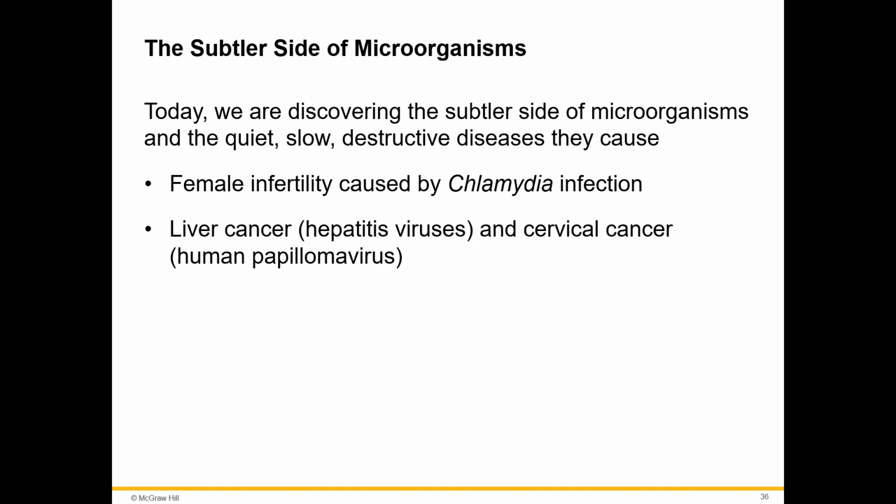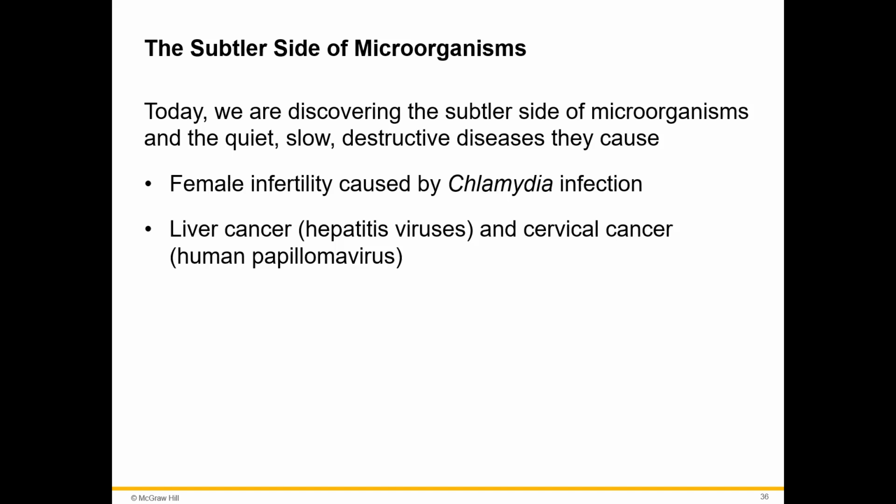Today we are discovering the subtler side of microorganisms and the quiet, slow, destructive diseases that they can cause. Female infertility can be caused by a chlamydia infection. Chlamydia has the ability to not show symptoms. You can have asymptomatic presentation, and then all of a sudden, the damage that was caused internally leads to female infertility.